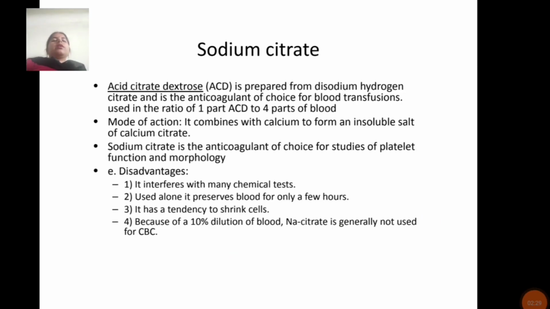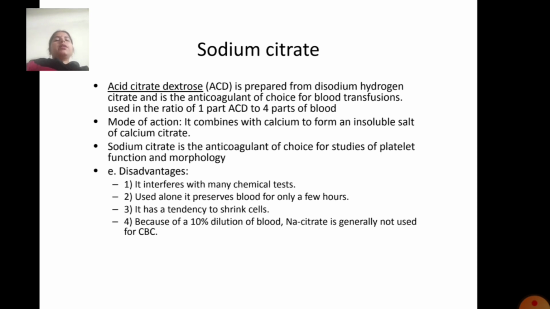The next anticoagulant is sodium citrate. Acid citrate dextrose, ACD, is prepared from disodium hydrogen citrate, and it is the anticoagulant of choice for blood transfusions. Mode of action: it combines with calcium to form an insoluble salt, calcium citrate.